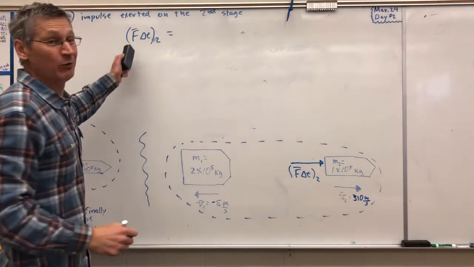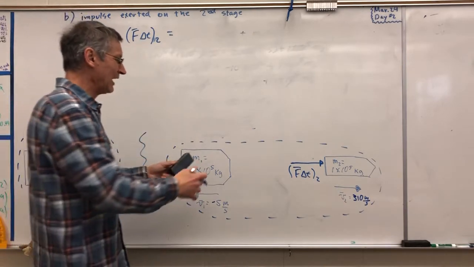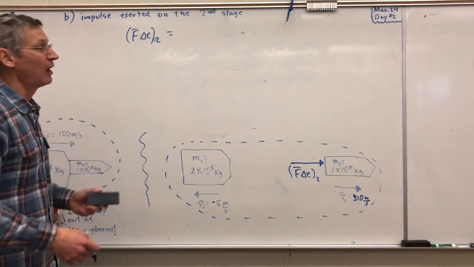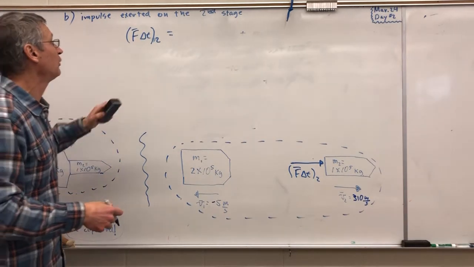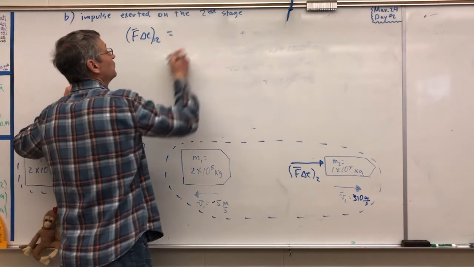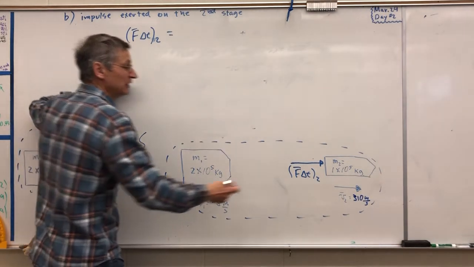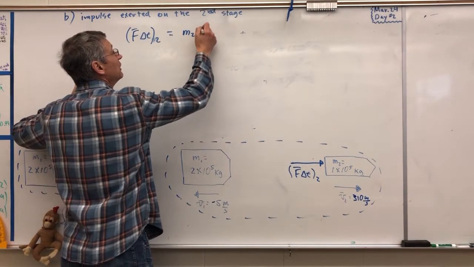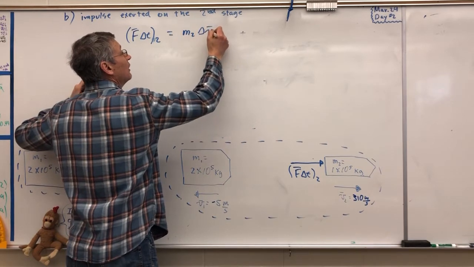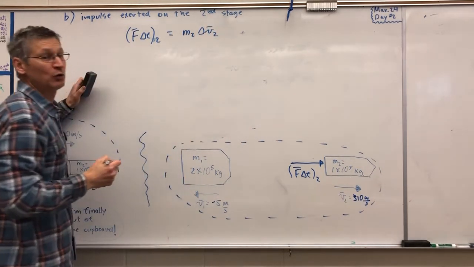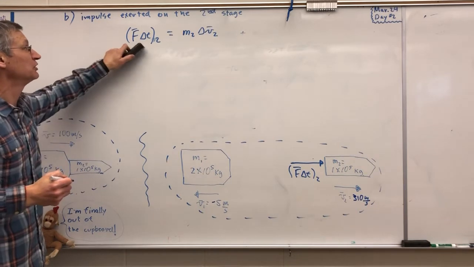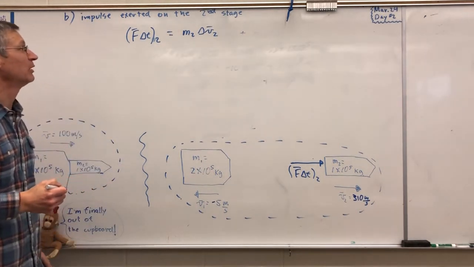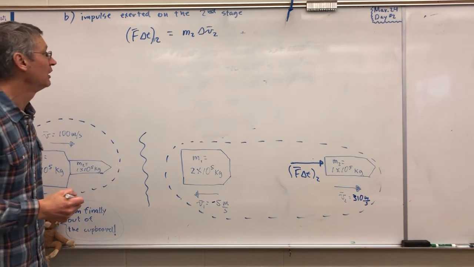Well, I have no idea what the force is. I have no idea how long the force acted for, so I can't just substitute in for these two numbers. But remember that impulse is equal to change in momentum. The impulse acting on stage 2 is going to be equal to the mass of stage 2 times stage 2's change in velocity. The impulse on stage 2 is stage 2's change in momentum. Mass times change in velocity.